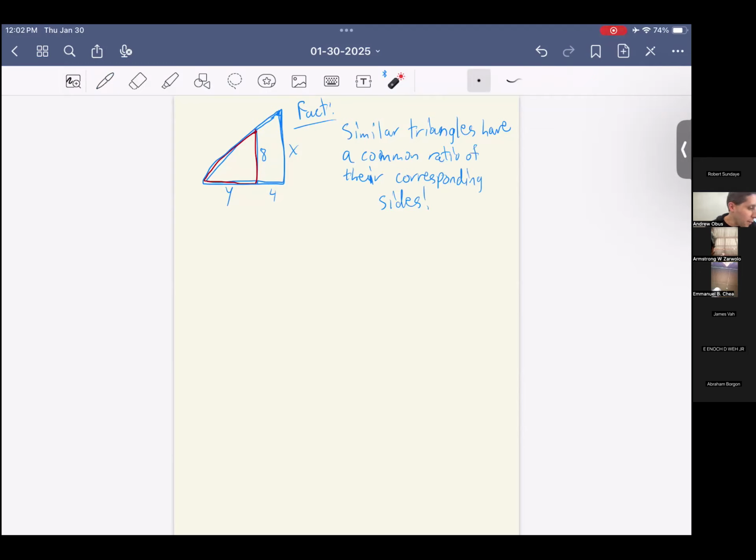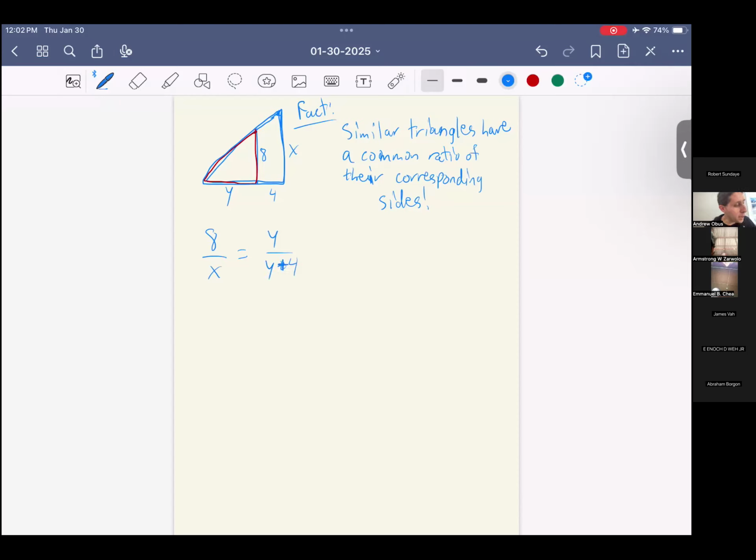Or another way of saying that would be ratio of their corresponding sides. So the 8 corresponds to the x here. So we would get 8 over x, and that's equal to, well, this side we have y, and the corresponding side in the big triangle is y plus 4. So we would get 8 over x equals y over y plus 4, right?